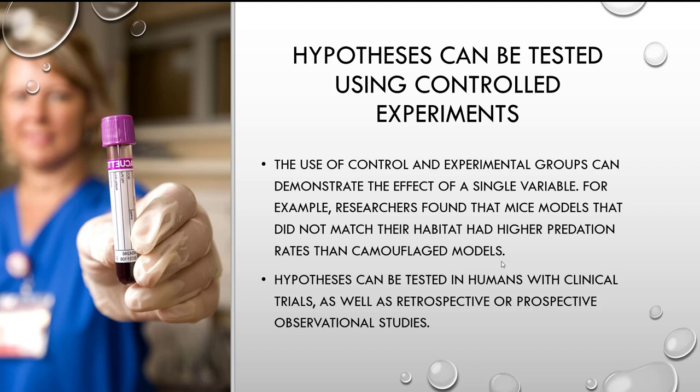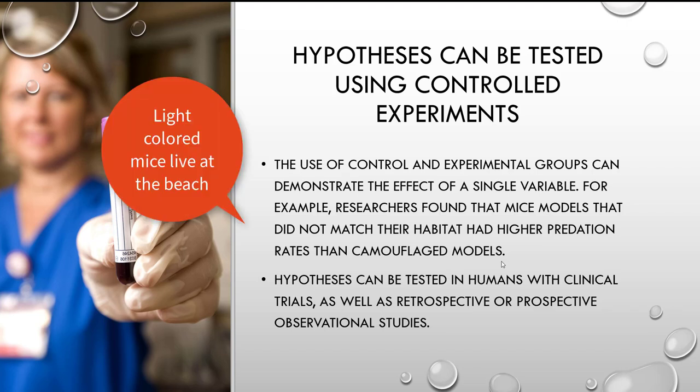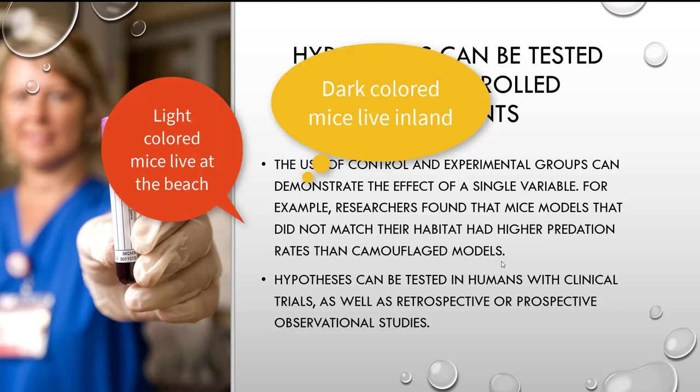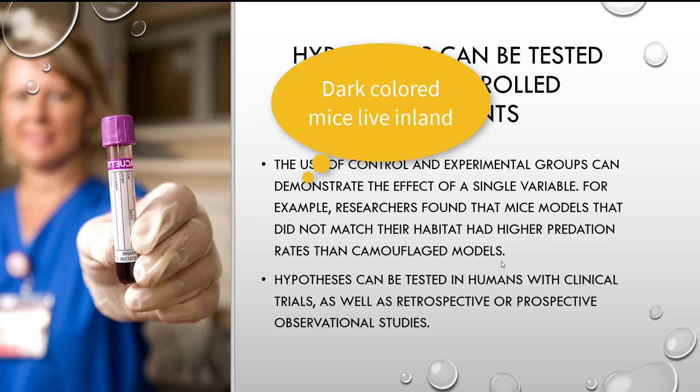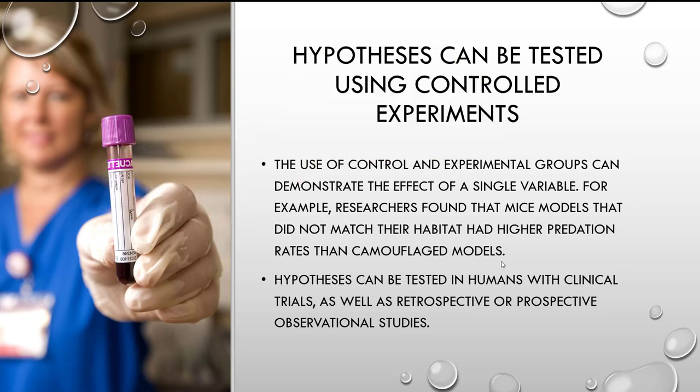And the lighter color one lives in the beach environment, which is lighter in coloration. The other one lives in the inland environment, which is a darker color. So obviously we predict that the lighter color mice will do better in the lighter color environment because it's camouflaged. And if we put them in the inland population, then they're probably going to get eaten because they stick out. Okay, so we're going to take a look at this example.